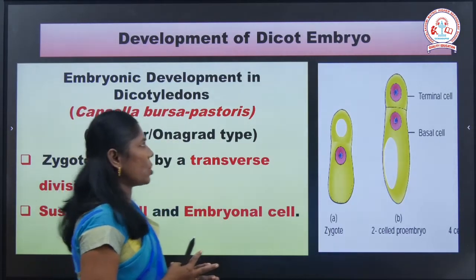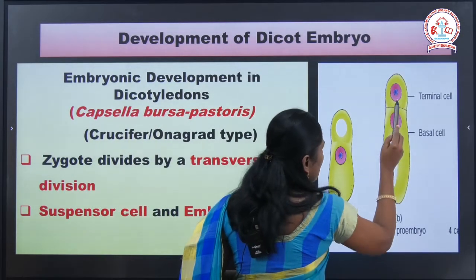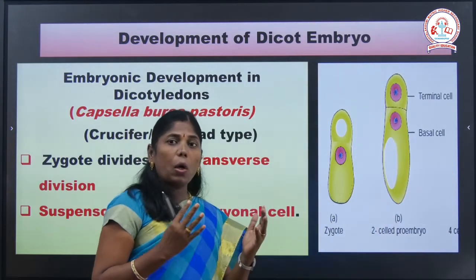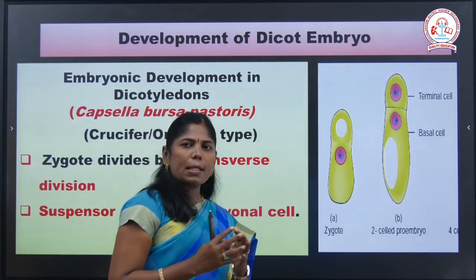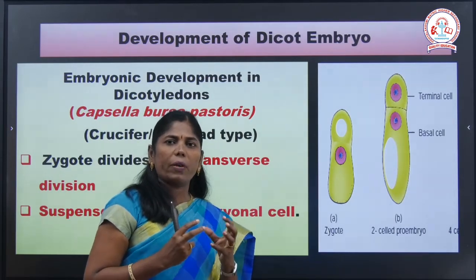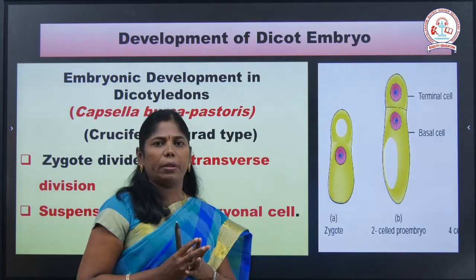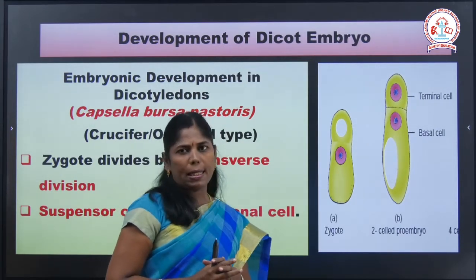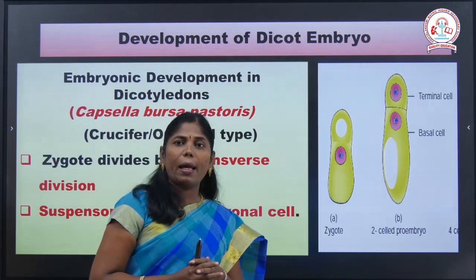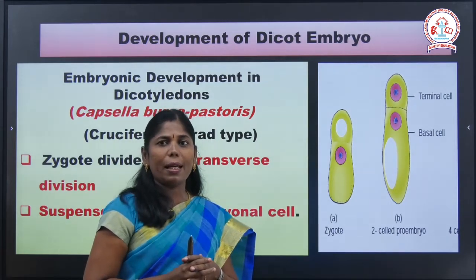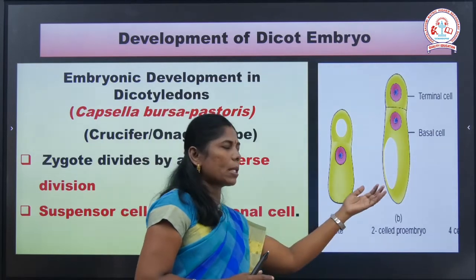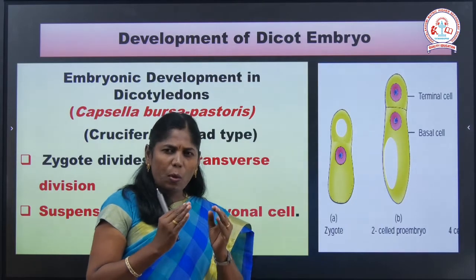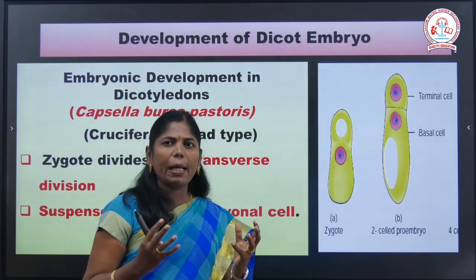You can see in the picture the terminal cell, and another one, the basal cell. The basal cell is larger in size, and the terminal cell is smaller. The zygote divides by a transverse division to give two unequal cells, one terminal and another basal. The terminal cell is the embryonal cell, and the basal cell is the suspensor cell. We have to see the small difference between the terminal and the basal cell.